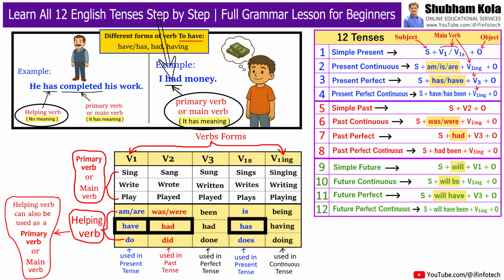Same with I had a money. Here had is also main verb. It means I purchased money in the past. So helping verb has no meaning. Main verb has full meaning.